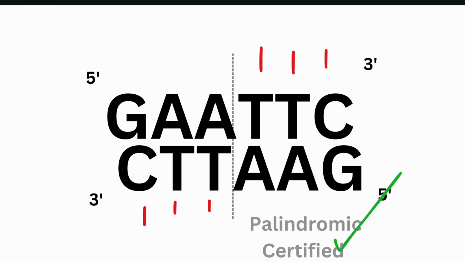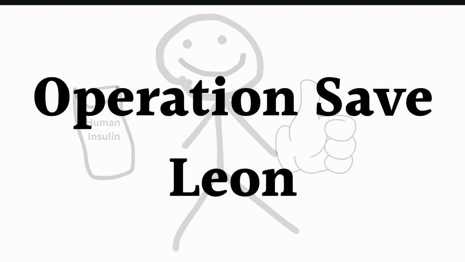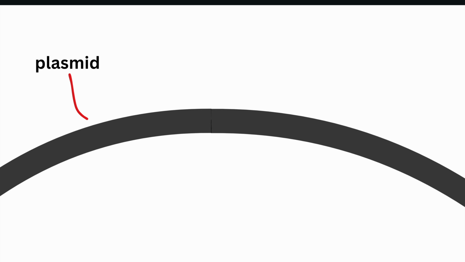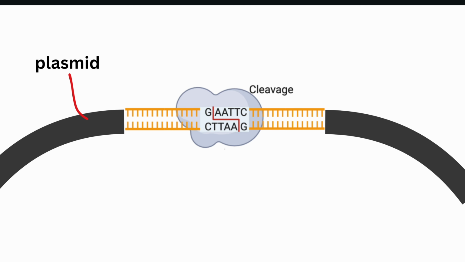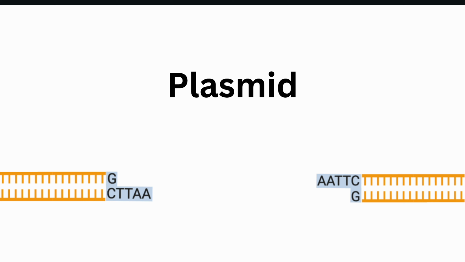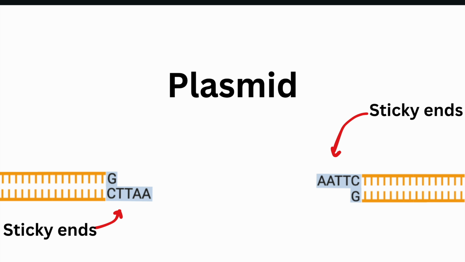Alright, so now that we know how to determine a palindromic sequence, we still want to help Leon. And we want to use this new information to insert our insulin into a plasmid. So here's our plasmid, but we want it to have a palindromic sequence so that we can use our enzyme to cut it and produce some sticky ends. And these sticky ends are going to help us insert the insulin gene into our plasmid.